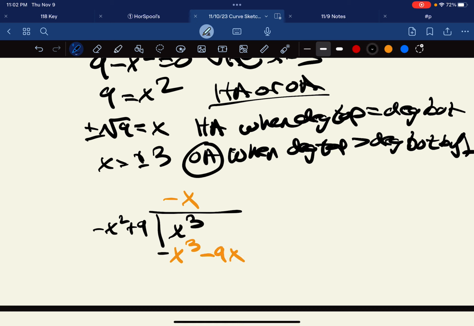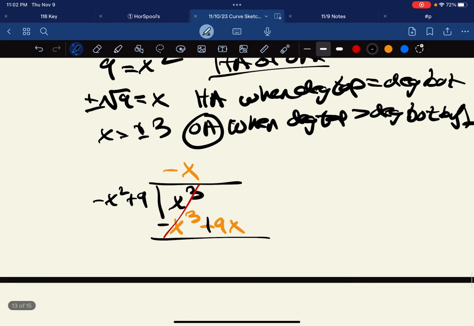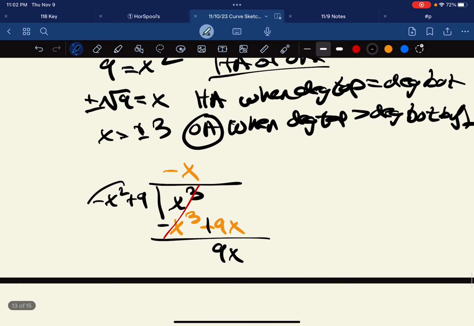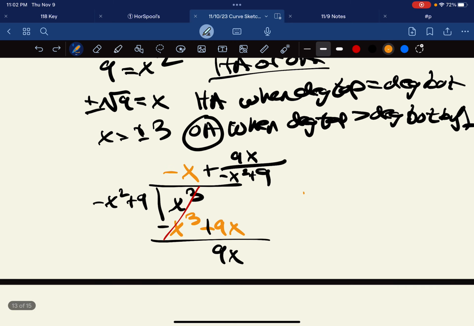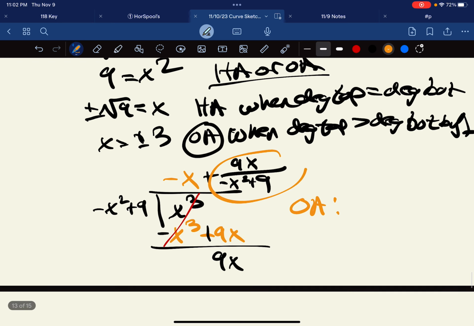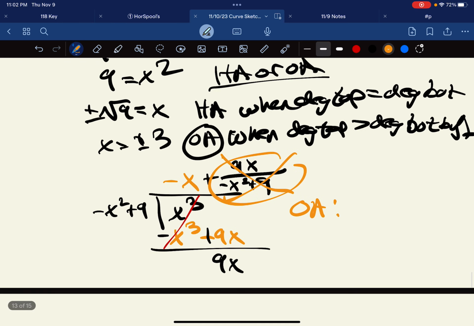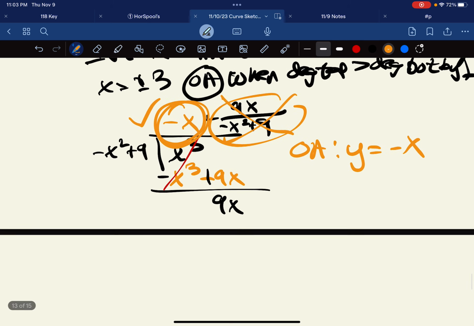Then we are going to switch the signs on both of these, and then this x cubed is going to cancel with this negative x cubed, and we are going to be left with just 9x. How many times does this go into 9x? 0 times. We cannot put that in there, so that means we are done, and we have our remainder, which we write as 9x over this thing over here. So this is our answer, but the cool thing is, for the purposes of oblique asymptotes, we don't care about this at all. We only care about this negative x. So we say our oblique asymptote is y equals negative x.